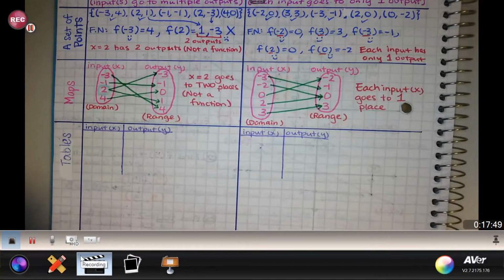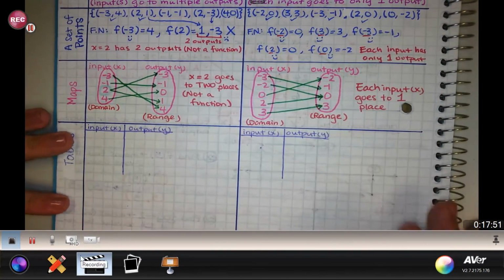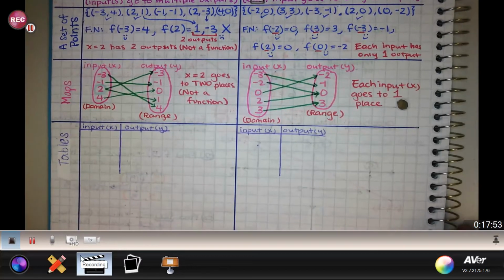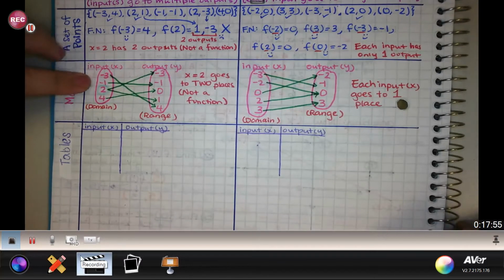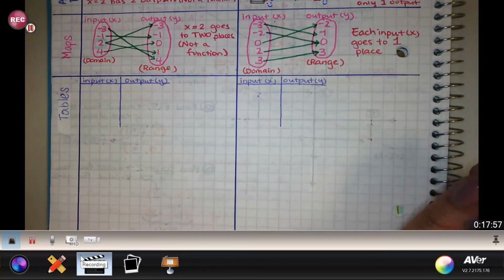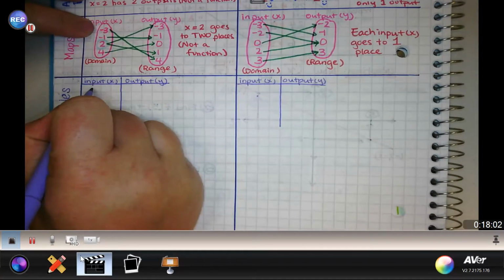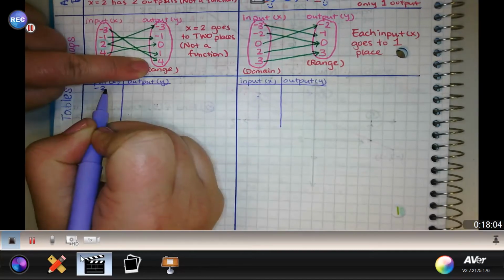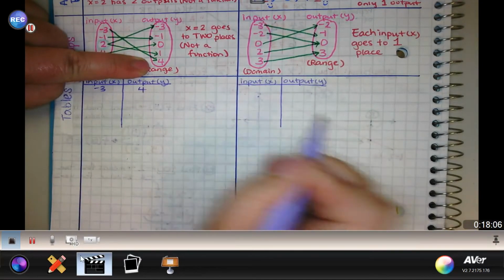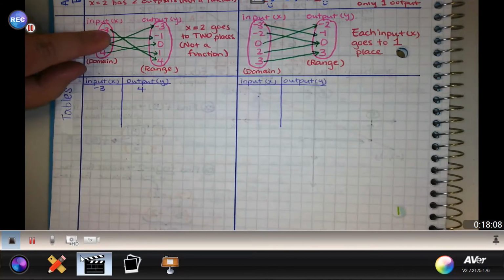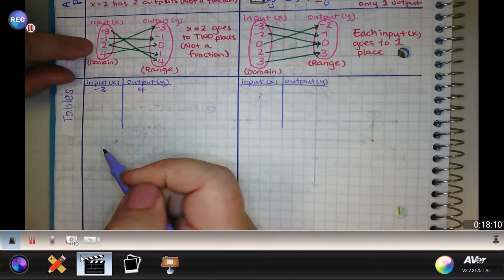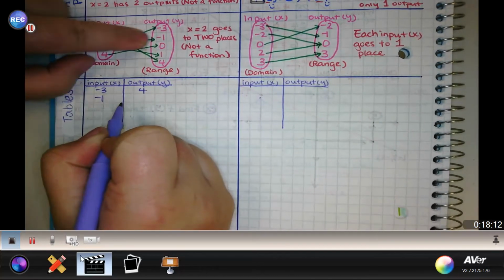All right, so now we're on to tables. Tables can be in any random order. Remember, it's not always nice and perfect like we want. I'm going to use the map to draw it. You can also use the points from above. But here, my first x value is -3, and it goes to 4. So make sure that you write the correct thing across from it. Don't just write these numbers and then those numbers. Then I have -1, which maps to -1.